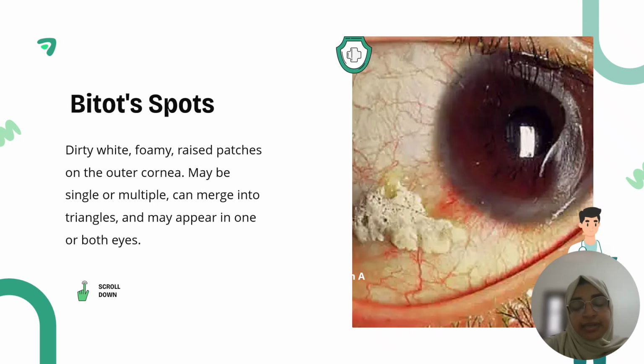If it is untreated, it progresses to the condition of Bitot's spots. These are characteristic signs of vitamin A deficiency. They appear as white, foamy, raised patches on the conjunctiva, usually near the outer side of the cornea. These spots may occur in one or both eyes. This is clearly seen in this picture.